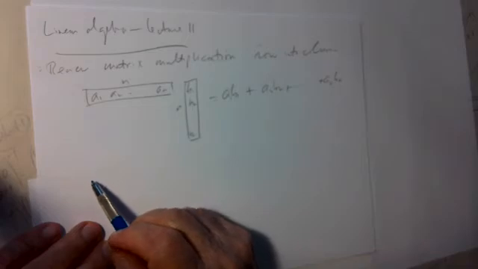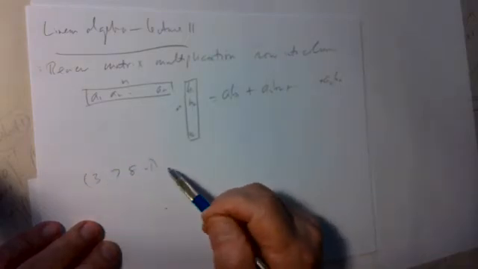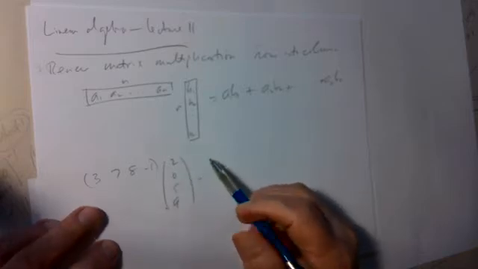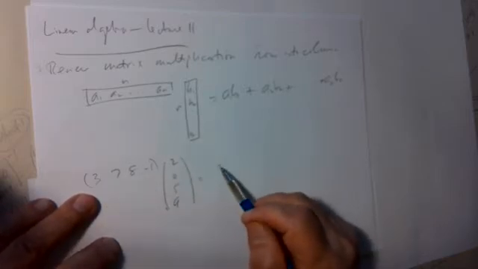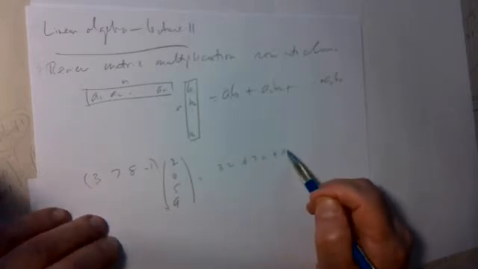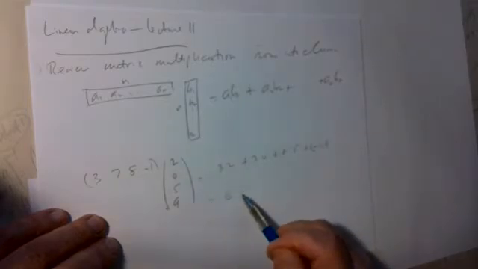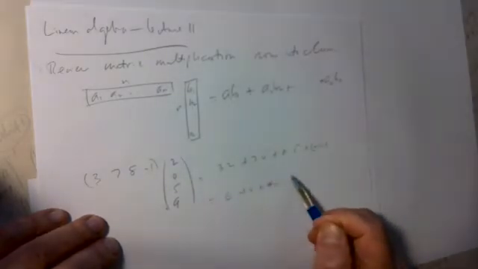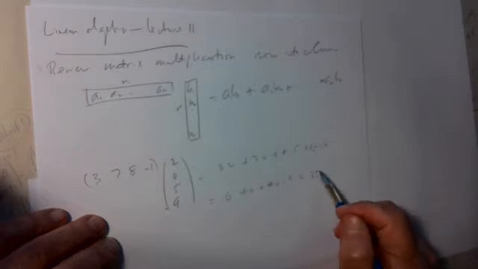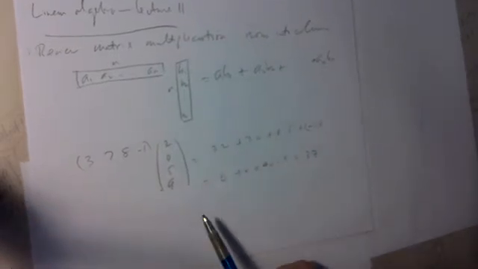So if you had the row 3, 7, 8, minus 1, and the column 2, 0, 5, 9, that's going to be equal to 3 times 2 plus 7 times 0 plus 8 times 5 plus minus 1 times 9. So that's 6 plus 0 plus 40 minus 9 is 37. Right? That's multiplying a row into a column.